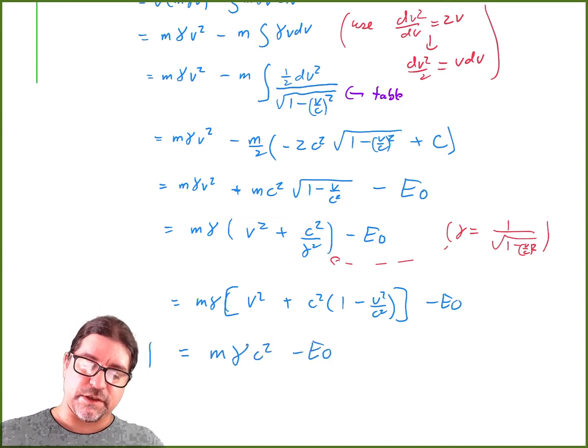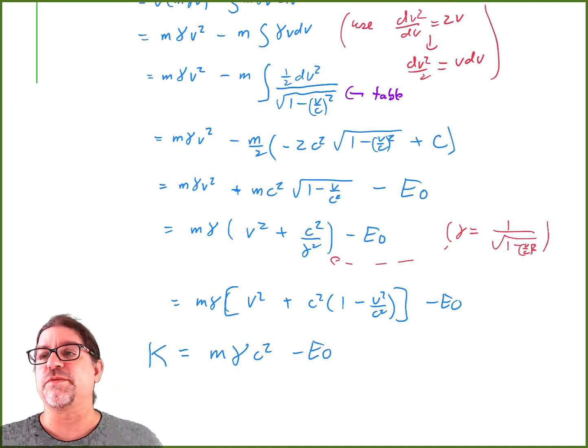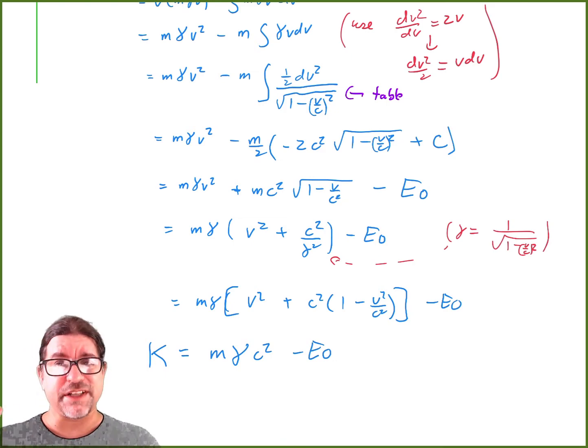So that's our kinetic energy here. Okay, so this is step 1: we get that the kinetic energy is equal to m gamma c squared minus E naught. So that's weird. We're not done yet. We've got step 1 going here, but what do we want to do next?